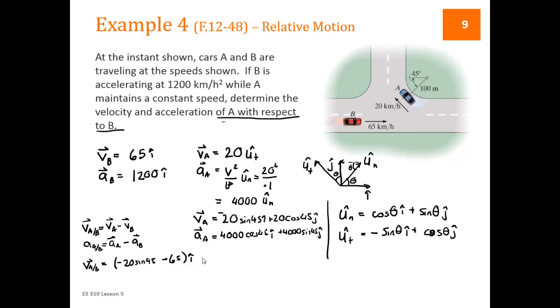Then the j hat parts: VB doesn't have a j hat part, so all we have is plus 20 cosine 45 j hat. And then AAB is going to be the i hat parts, that are 4,000 cosine 45 minus 1,200 i hats, plus 4,000 sine 45 j hat. These then are our answers, and you could plug them into your calculator and actually get numbers for them.